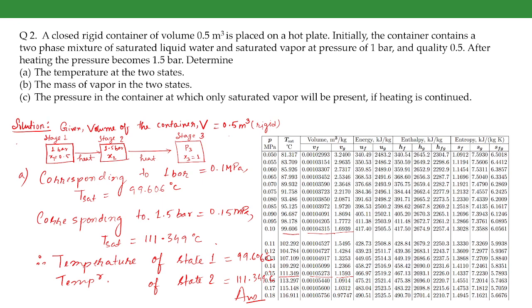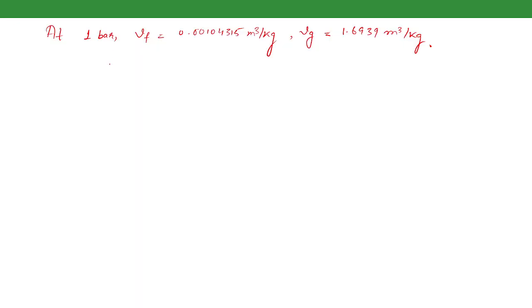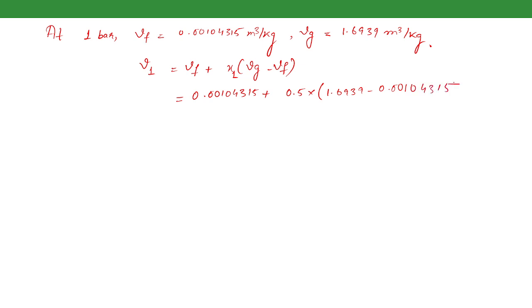In stage 1 we know that the dryness fraction is 0.5. So what is the specific volume in stage 1? This is Vf plus x1 into Vg minus Vf, where all these values correspond to state 1. If we put in the values, we get 0.00104315 plus 0.5 multiplied by 1.6939 minus 0.00104315. This value comes out to be 0.8475 meter cube per kg.